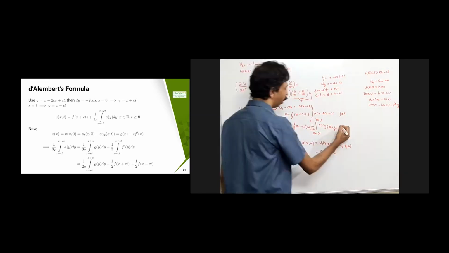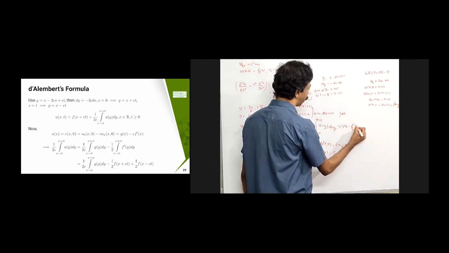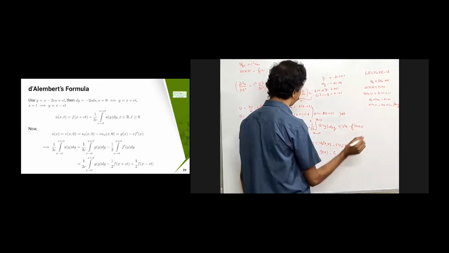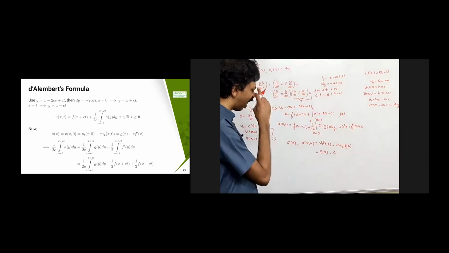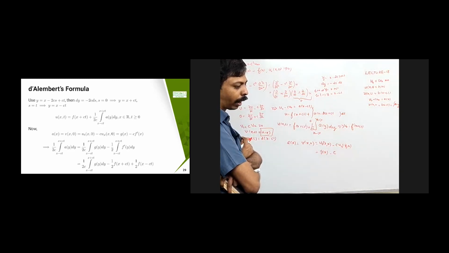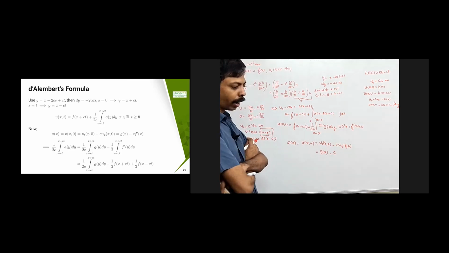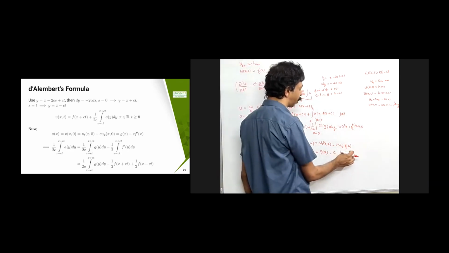So this implies ux is going to become f dash of x plus ct, into 1 is going to come. So that I'm not going to keep it. And then I have to do this one. That is going to give me ux. So I'm going to use that c into f dash of x, and it is from ux of x comma 0.